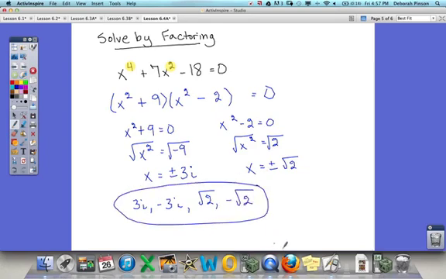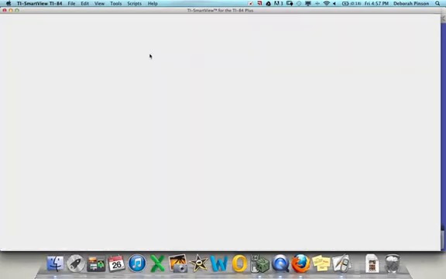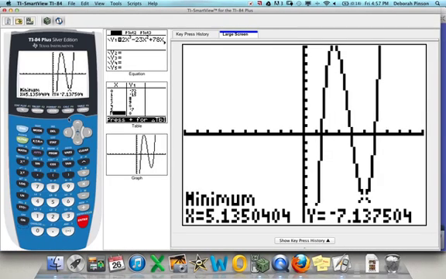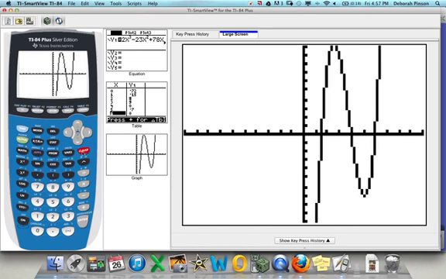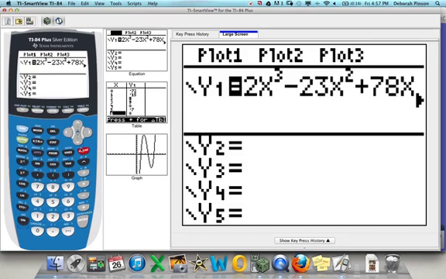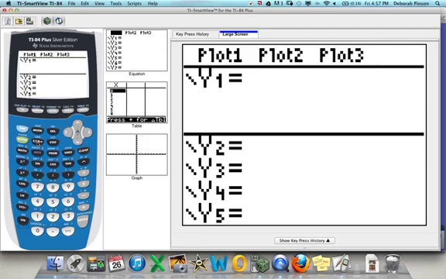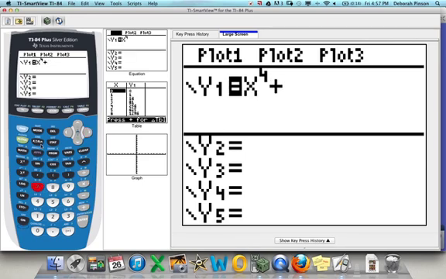Now, I'm going to graph this thing real fast. I just want y'all to see something about it. So I'm going to go to the y equals, and it's been a little slow here. Go to the y equals, clear out what I have, and I'm going to put in my x to the 4th plus 7x squared minus 18.